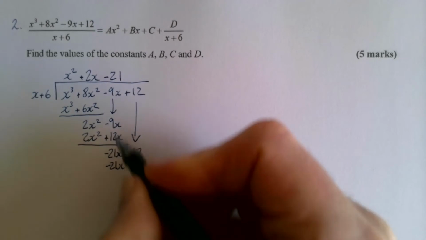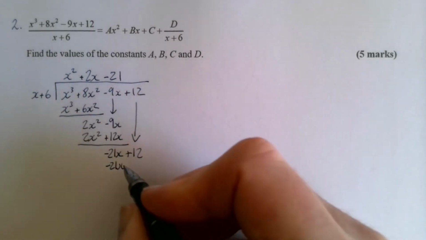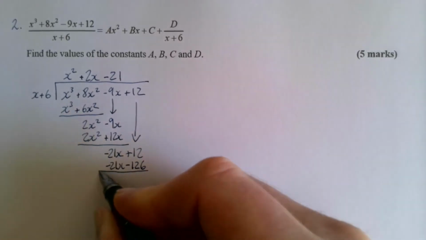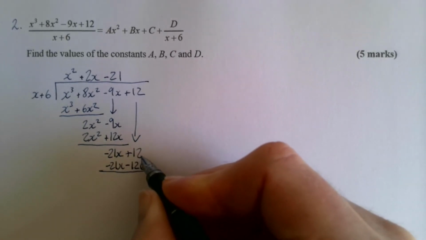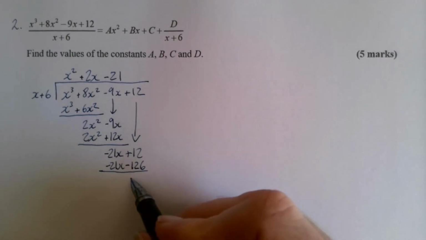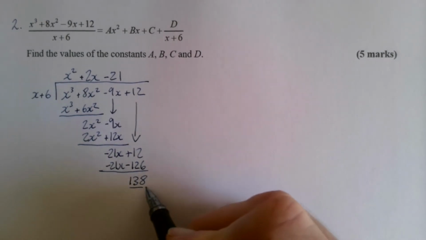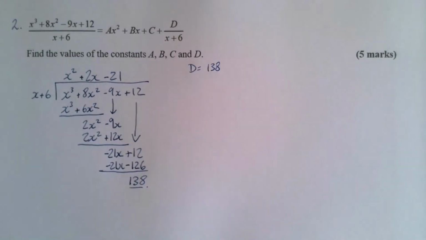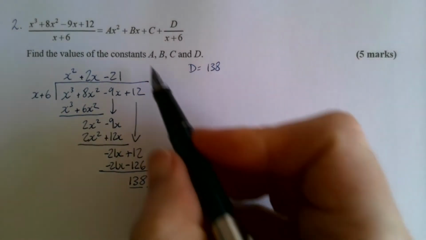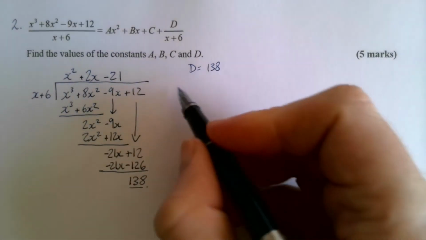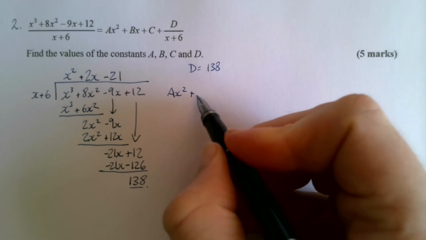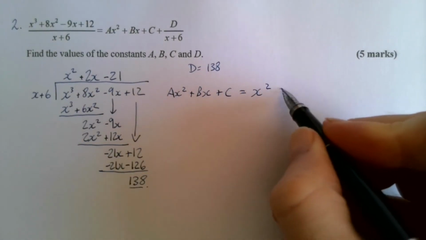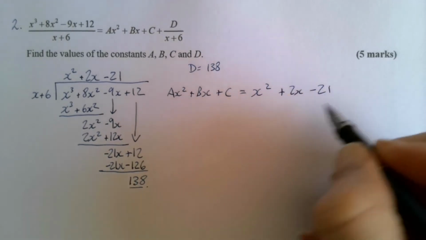So then we get minus 21 times x is that, 6 times 21 is 126, so that'll be minus 126. Remember, when you take a negative you add, so that will give us 138. So then if you say D equals 138, you're correct. And the rest of it here, ax squared plus bx plus c is equaling x squared plus 2x take 21.